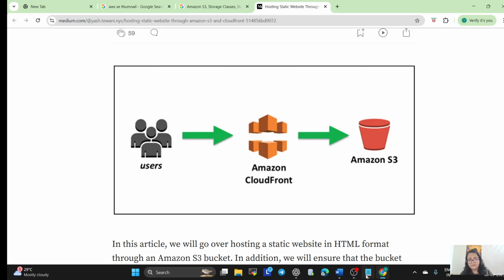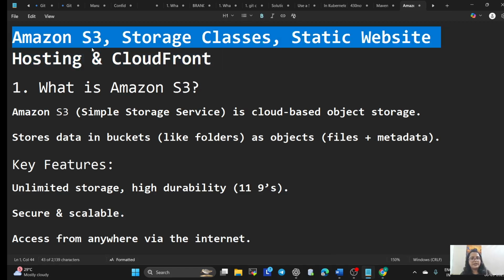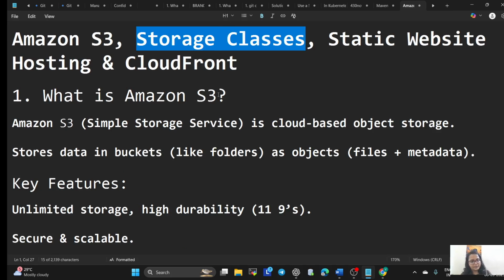So, okay, this is our heading: Amazon S3. Today we'll cover the storage classes of Amazon S3, that is, the different storage classes, and in which situation which class we have to choose, that also we'll discuss. And what is static website hosting, what's the use, and how we will use it. All things we'll discuss in a very detailed way. So let's start. First question: what is Amazon S3?